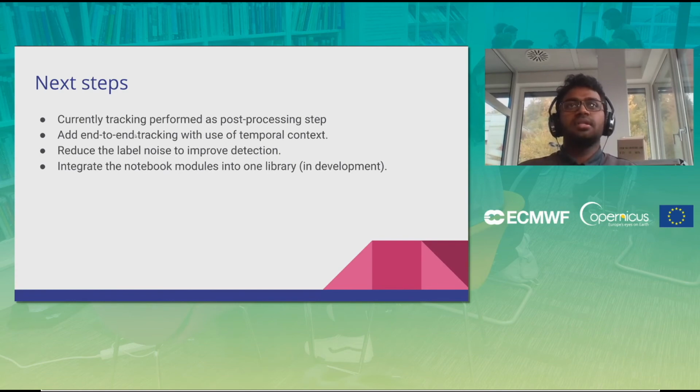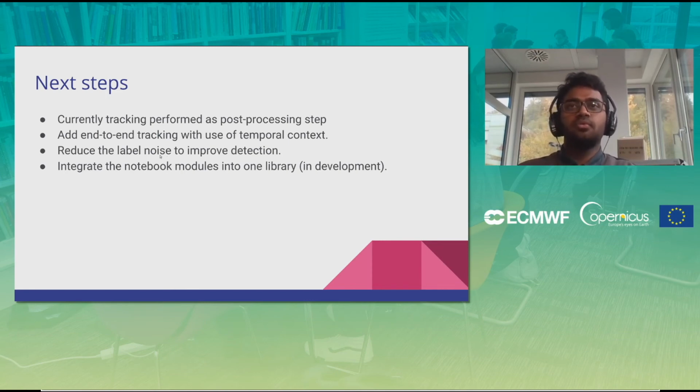Yes, so currently the next steps are, as I mentioned, in this task we focused on the detection work, and the tracking is performed as a post-processing step where we check the coordinates predicted by the regression model and then connect them across the 4 frames for a single day. So the next idea is to add end-to-end tracking with the use of temporal context: passing the 4 frames of a single day and letting the network learn that if it can see the cyclone in the first one, but it is there in the next 3 frames, then it should be able to track that as well.